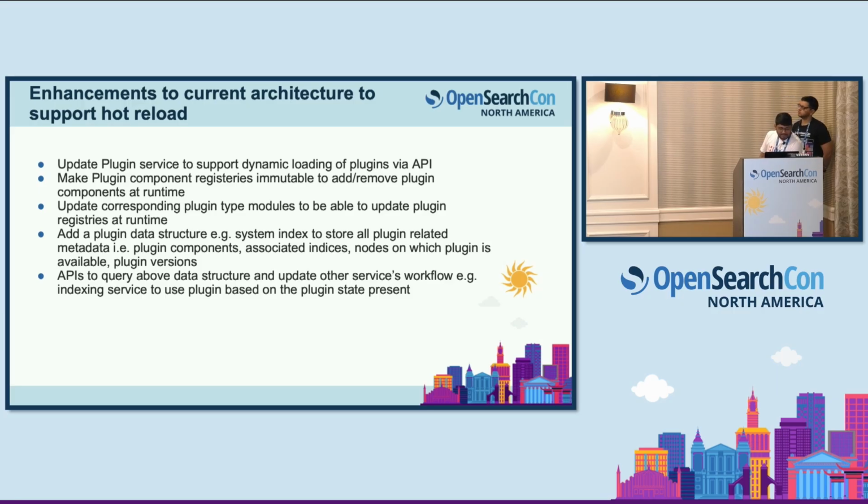Another thing that we can add is a plugin data structure. This could be a simple system index that will store all plugin-related information. For example, the plugin components, all the indices that are using these plugin components, and the nodes on which a particular plugin is installed. This information would be useful for customers, and we can also use it internally, where other services, for example the indexing service or any other service using our plugin, would be able to get the plugin state from this data structure.